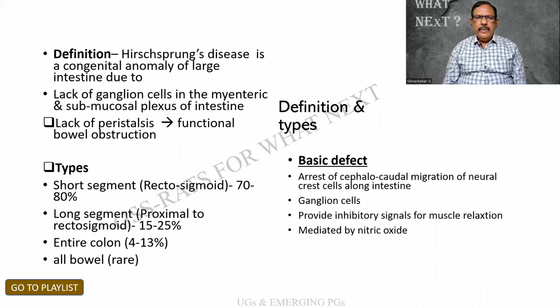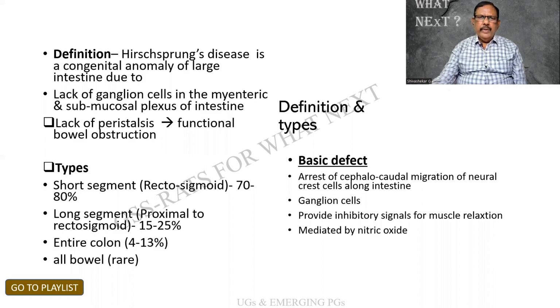Definition: Hirschsprung's disease is a congenital anomaly of the large intestine due to the lack of ganglion cells or a marked decrease in their number, either in the myenteric plexus or the Auerbach's plexus, in the submucosal region of the intestine. Because of this, there is a lack of peristalsis, which leads to a functional bowel obstruction. Beautiful words. Functional bowel obstruction.